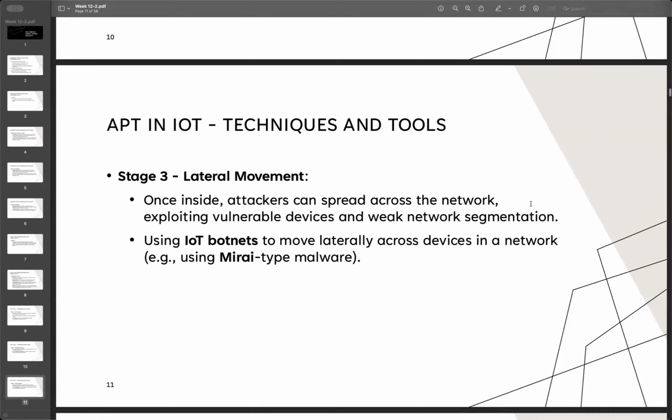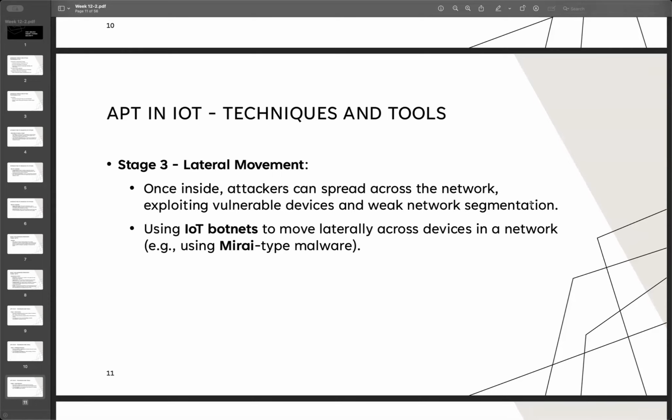Once they get inside, the attack spreads all across the network, exploiting vulnerable devices and weak network segmentation. Just imagine if a thief breaks into a house or a room, then they can go to other bedrooms or other locations in your house. So here's the idea. When they're using an IoT botnet, they will move laterally across the devices in a network.